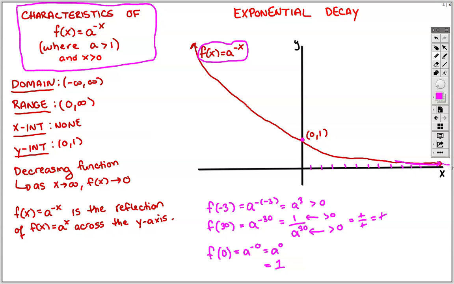And I didn't write this, but this function has an asymptote too, and it's the same line. It's the same line y equals 0. It's the x-axis, right? Because an asymptote is a line that a function gets infinitely close to but does not cross. And in this case, the function will get infinitely close to the x-axis, or the line y equals 0, but it'll never cross it.